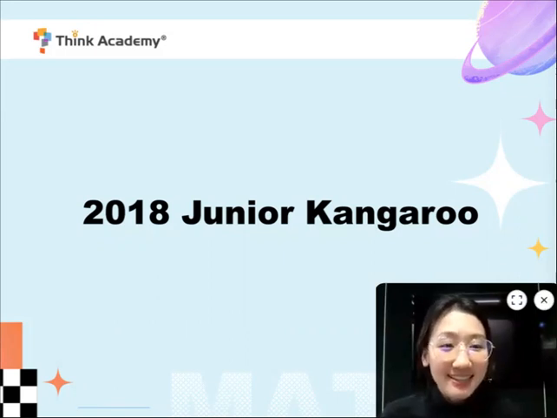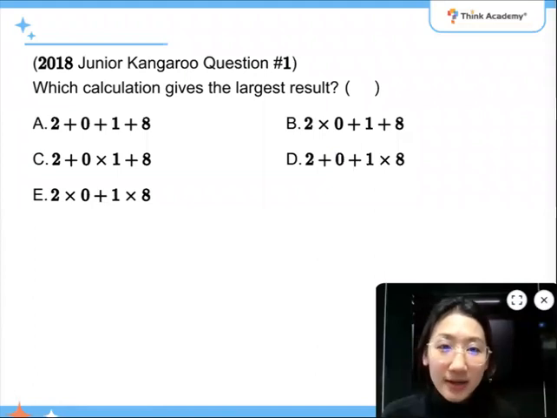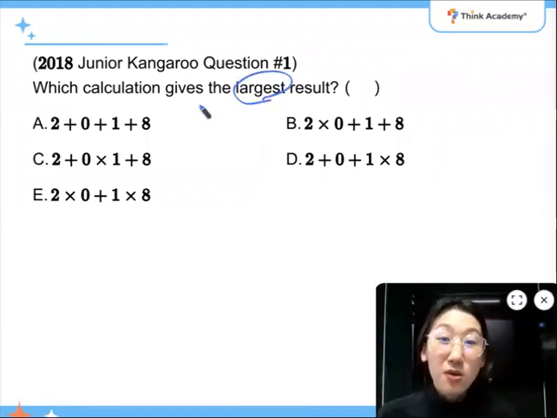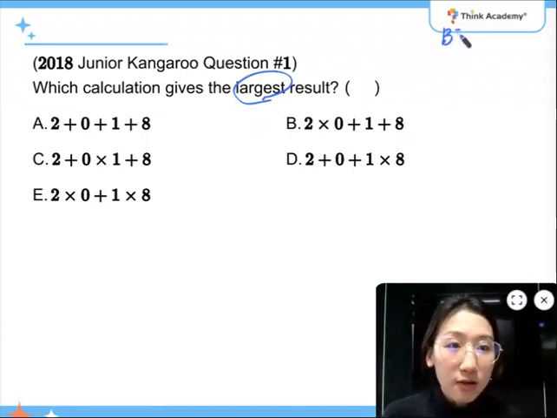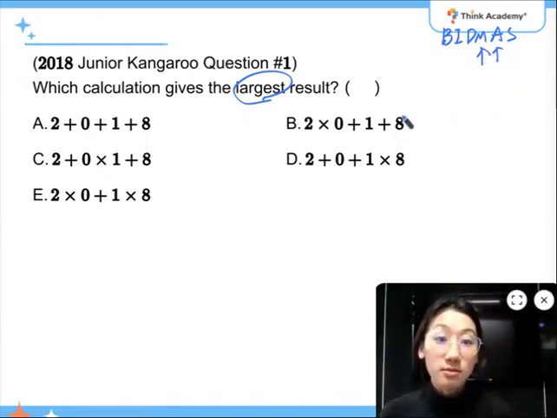So let's get started. The first one is about calculation. Which calculation gives the largest result? If you want to find out, you have to get the value of each of them. Here there are lots of addition and multiplication, so of course we have to follow the rules of BODMAS, and in BODMAS the addition comes after the multiplication. So you always do the multiplication first.